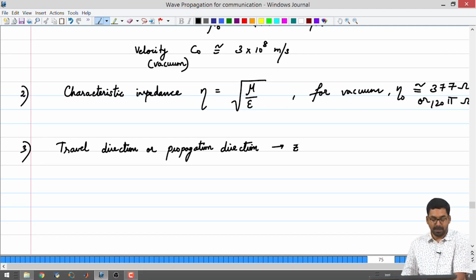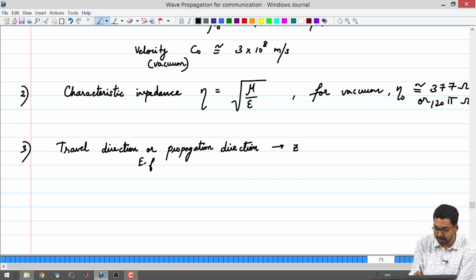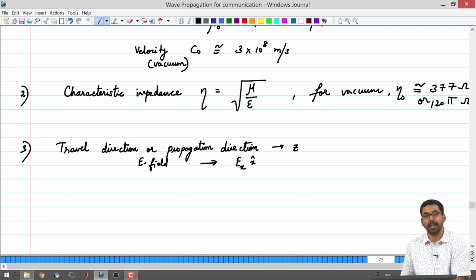And in the previous class we had seen that the electric field cannot have a component in the z direction because it will not create a time varying magnetic field, it has to be Ex or Ey. In the previous class we had taken Ex to begin with, and we will retain the same over here. We will say that the field has an X component, and X component only.